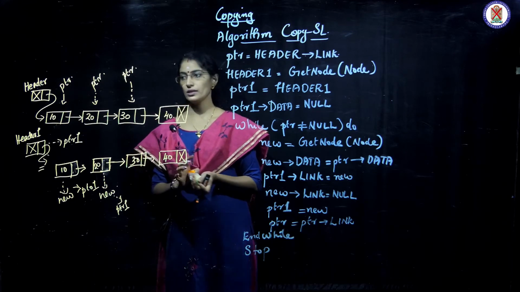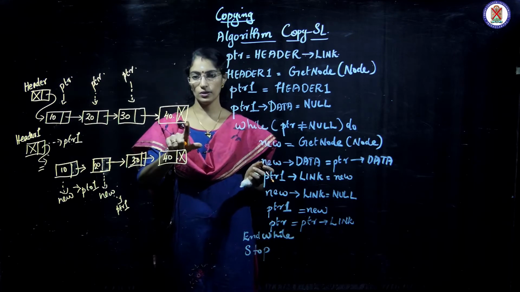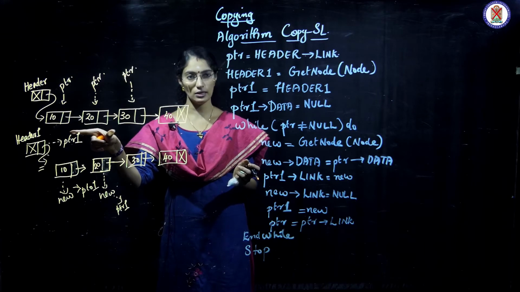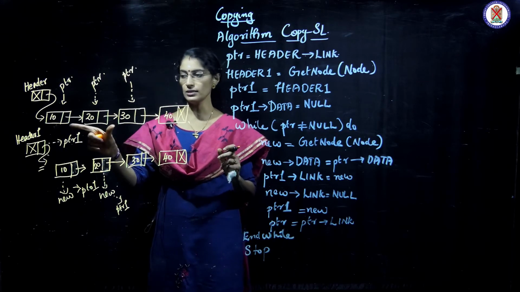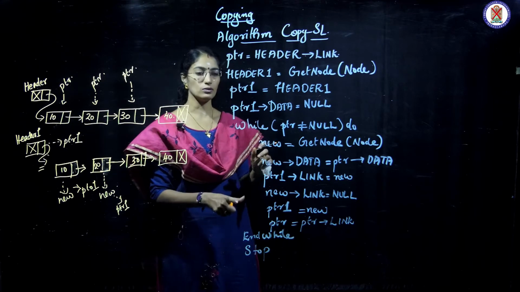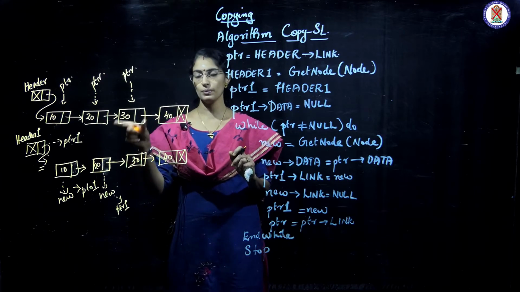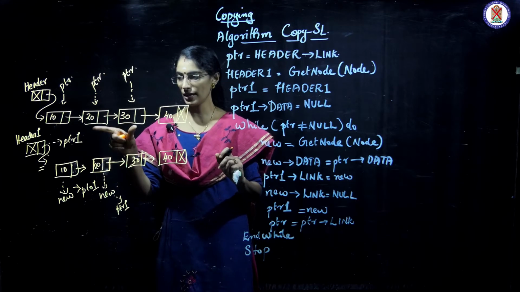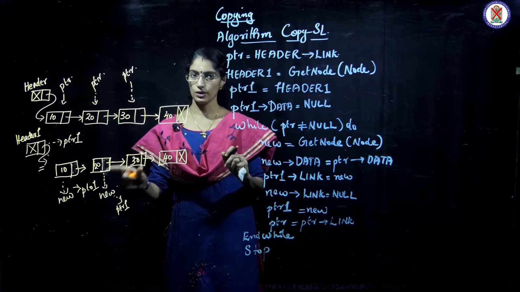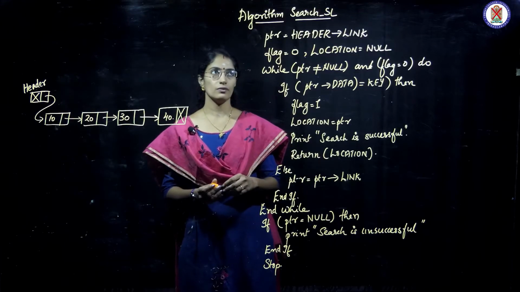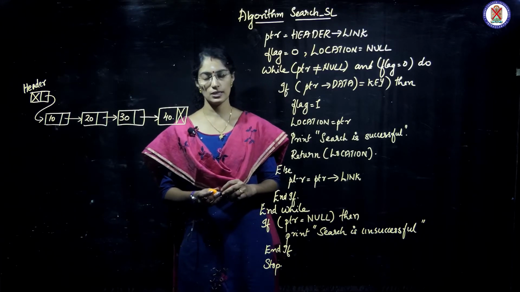So what we have done is we have already created, there will be an existing linked list, or we will create a linked list, and then in the copying algorithm what happens is we are creating a duplicate of the existing linked list. Okay, next we are looking at the searching algorithm in single linked list.